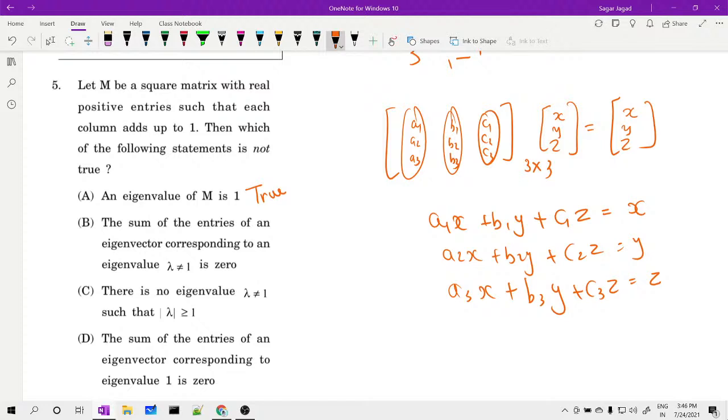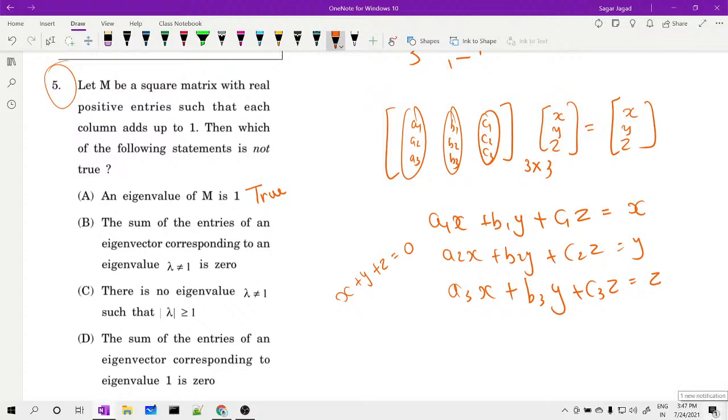Is it true? x plus y plus z is equal to x plus y plus z. So there is no use of it. I should be able to do something else. The sum of the entries of the eigenvector corresponding to the eigenvalue 1 is 0. Let me just check it here. If I add this, this will become 1, this will become 1, this will become 1. So I get left hand side same as right hand side, it is of no use. I need to show that x plus y plus z is equal to 0. I don't think so. This is going to be a good question. This is a good question for the moment.